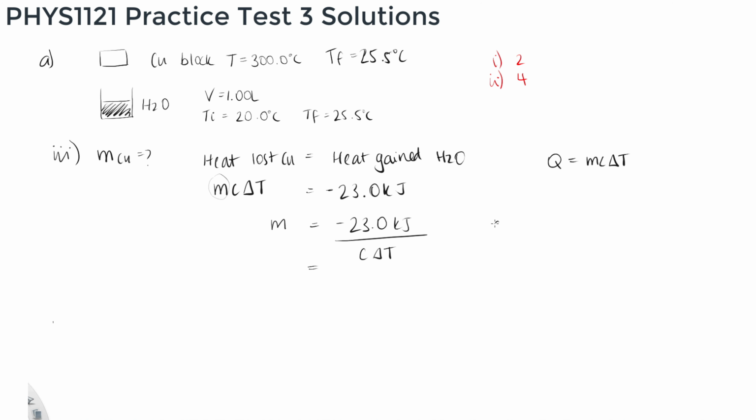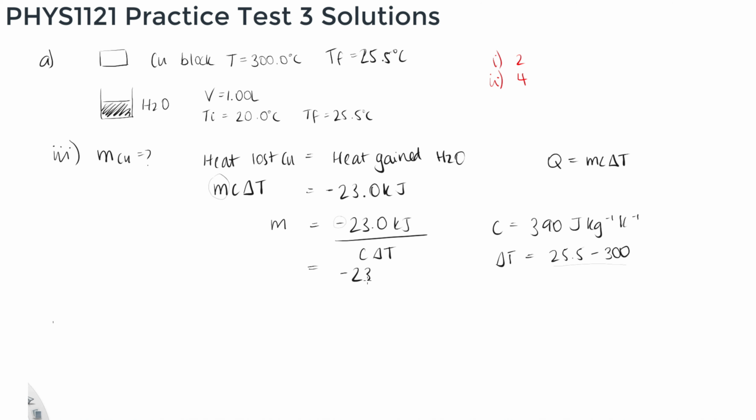So we know what the specific heat of our copper is. It's given to us in the table in the question. So it is 390 joules per kilogram per Kelvin. We also know what the change in temperature is. It's starting out at 300 degrees Celsius and going down to 25.5 degrees Celsius. You can see here that this delta T is actually going to be a negative, which is why it makes sense to put a negative here.